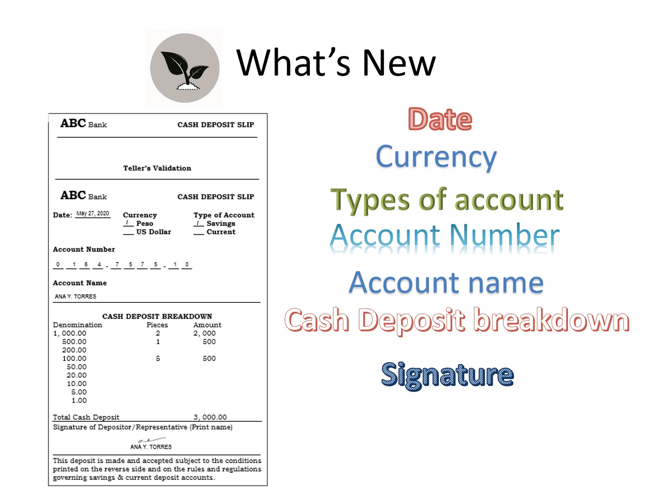So dito, meron siyang pieces. Say for example, 2. So if 2 times 1,000, you have 2,000. And then 1, 500, 500. And then 100 is 500. So ito total mo ngayon yan. That is the total cash deposit you have.